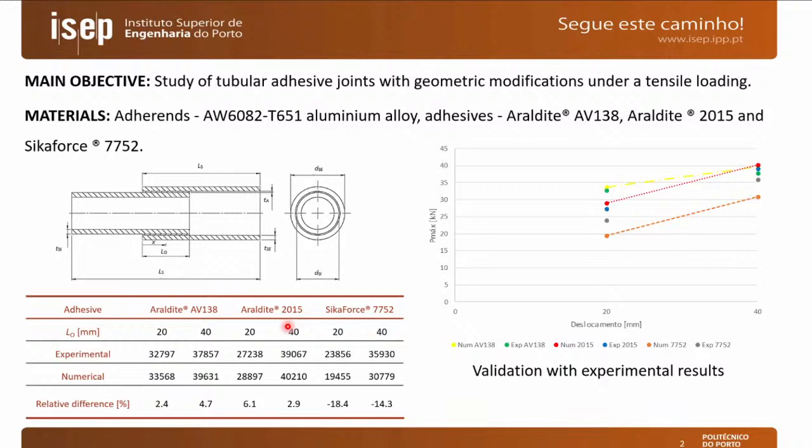Okay, I understand it. So there is no economic advantage in reducing the overlapping. No. Yes, no real economic advantage. Okay.